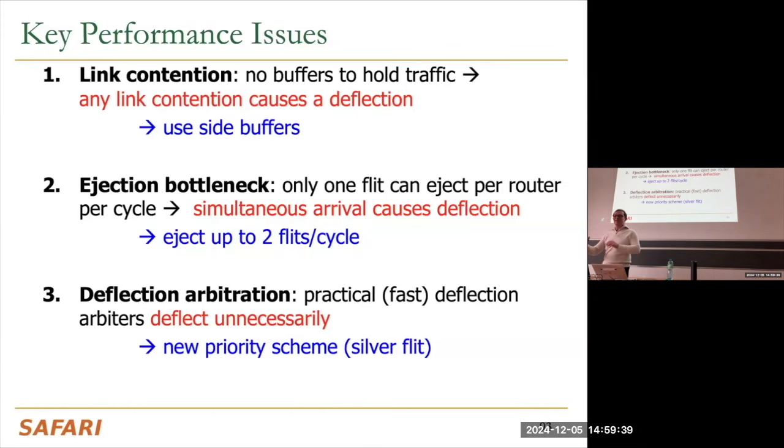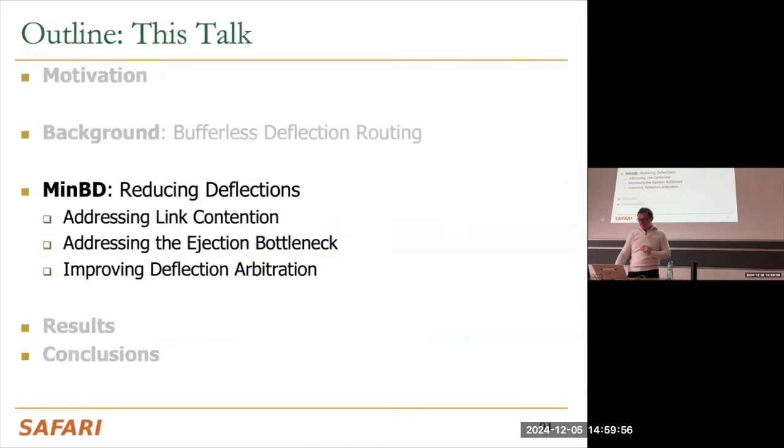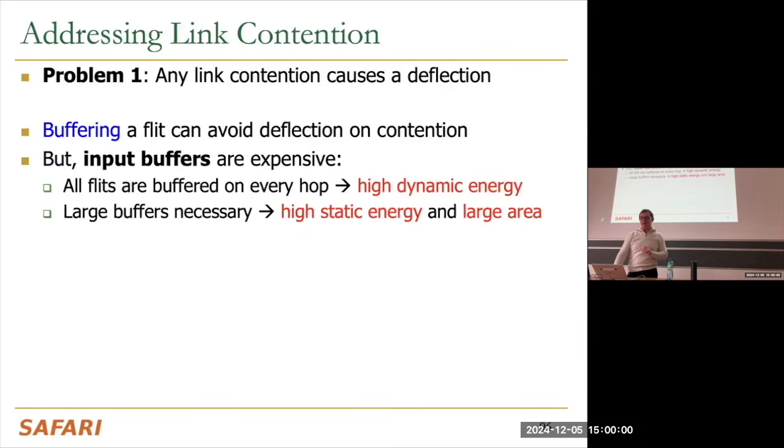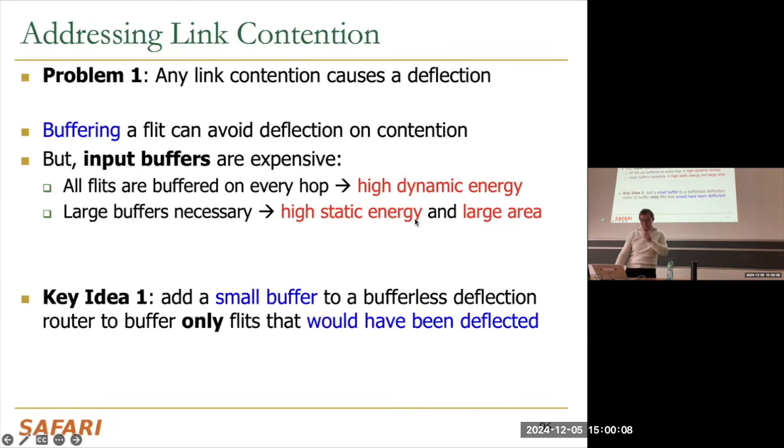We're walking between extremes, right? Oldest first may be considered one extreme. Golden flit may be considered another extreme for livelock freedom. And we add a little bit more prioritization. Add more prioritization and now you'll get closer and closer to oldest first, right? Okay, so let's take a look at this. Essentially, buffering a flit can avoid deflection on contention, but if you buffer everything like in buffered networks, this is not good. This is what we were trying to eliminate, right?